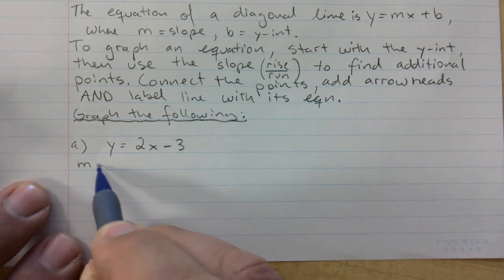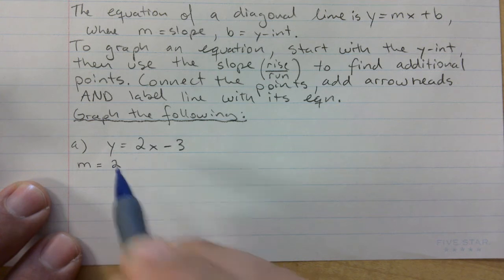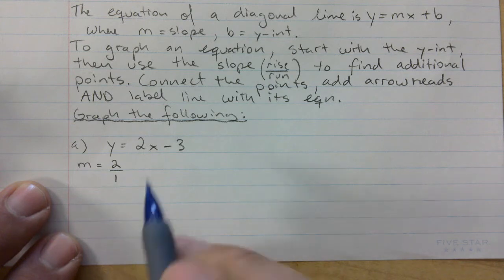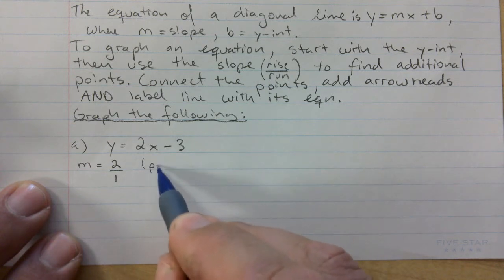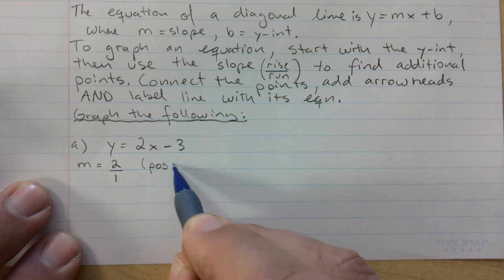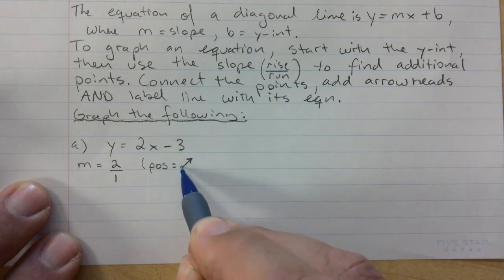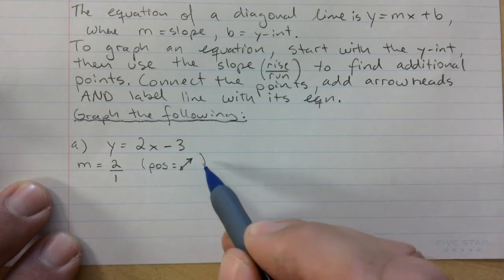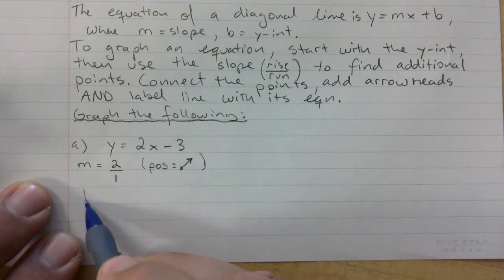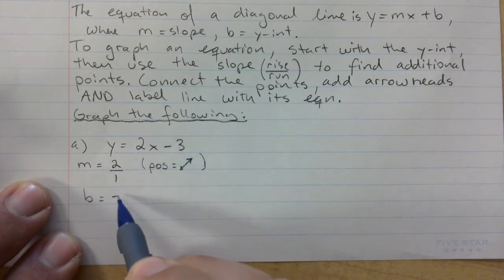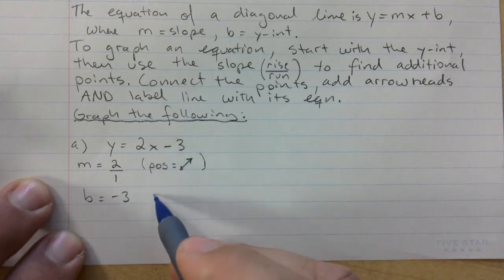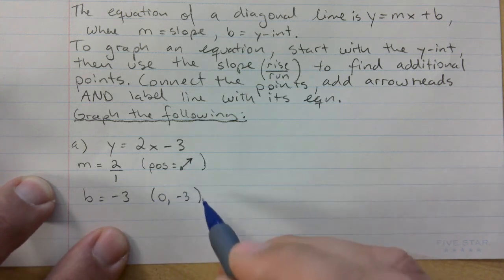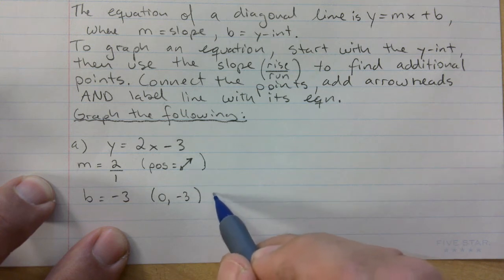So we know that the slope is 2 over 1. And we'll say this, it's positive, right? So it will go up like this. And the y-intercept is -3. So (0, -3) is the y-intercept. Start here.